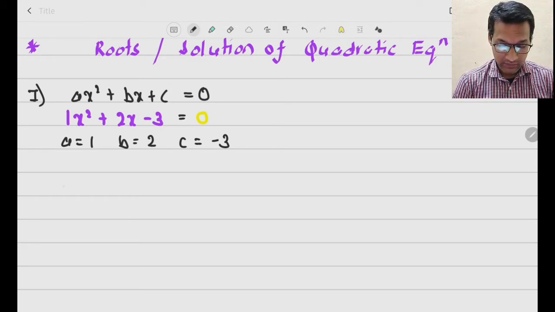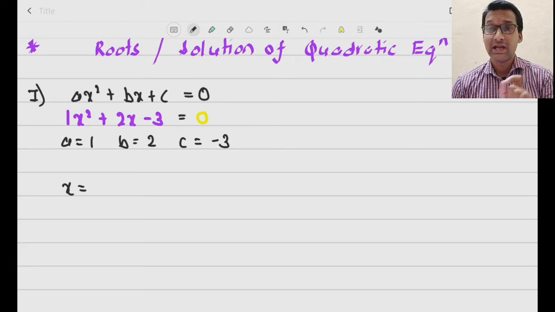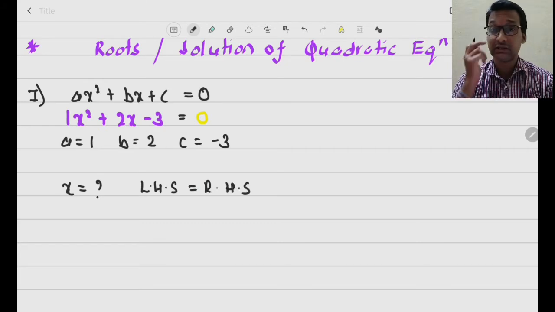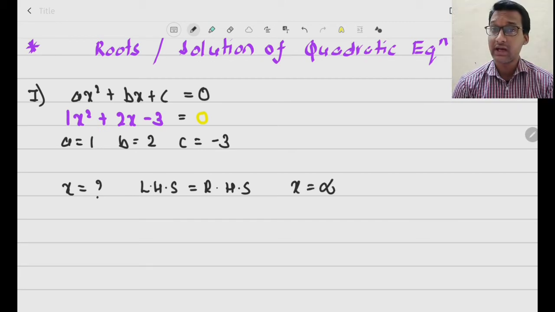Now we can have different values of x, but there is one particular value for which LHS will become equal to RHS. This is the value that we need to find, and this value of x, let us call it alpha. For this value of x, LHS will become equal to RHS, and this is called the root or solution of the quadratic equation.